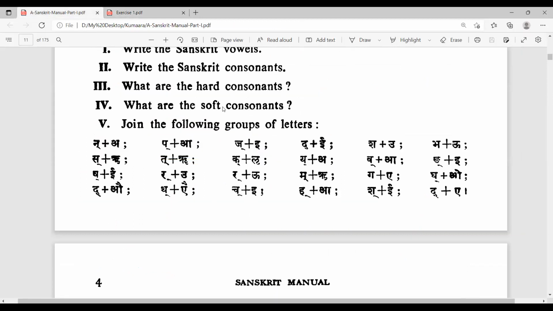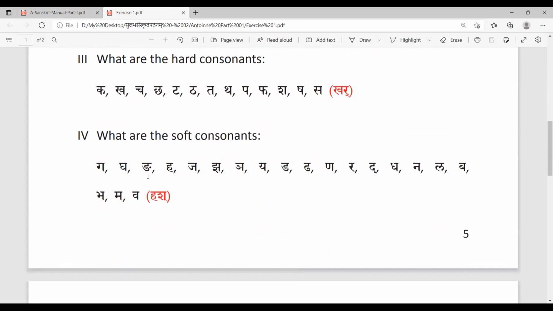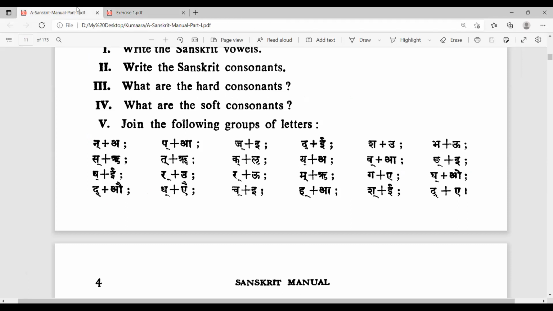Then what are the soft consonants? Hush. You can count 3, 4, 5, 6, 7, 8, 9, 10, 11, 12, 13, 14, 15, 16, 17, 18, 19, 20. Yes, 20 plus 13 is 33. Of course, it has to be 33. 33 minus 13 is 20.